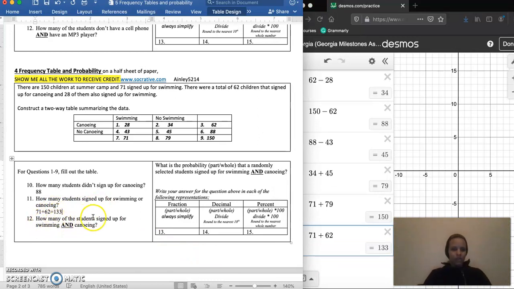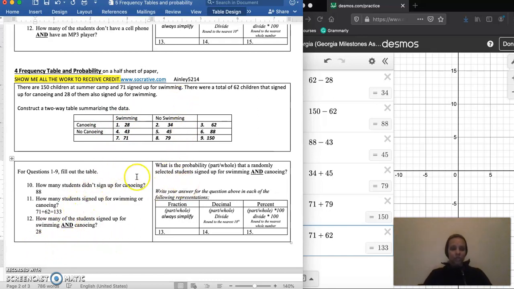All right, how many of the students signed up for swimming and for canoeing? So they have to do both, right? So swimming and canoeing. What's that number? Swimming and canoeing, 28. Okay, so that's how you read the table.